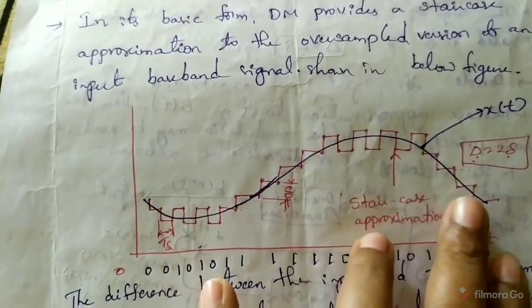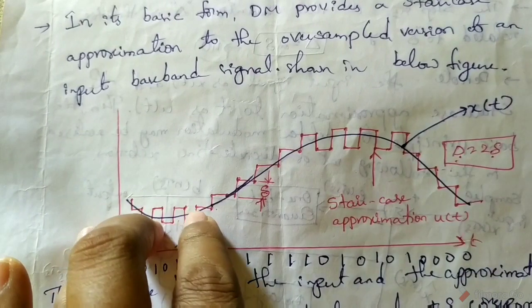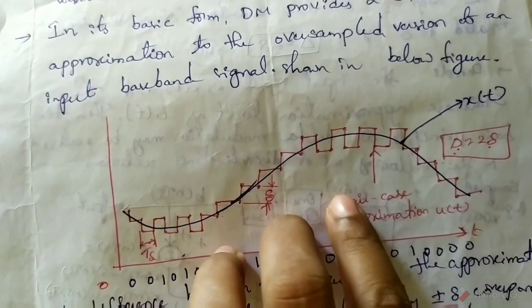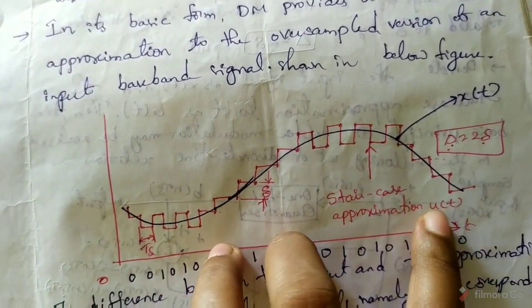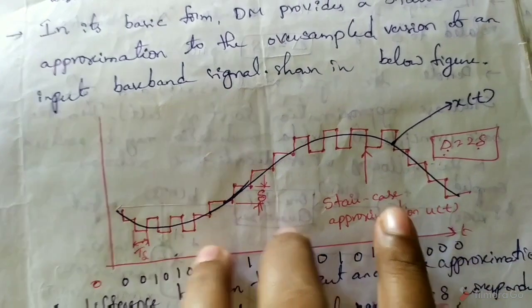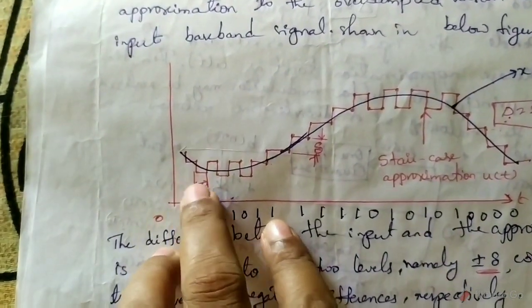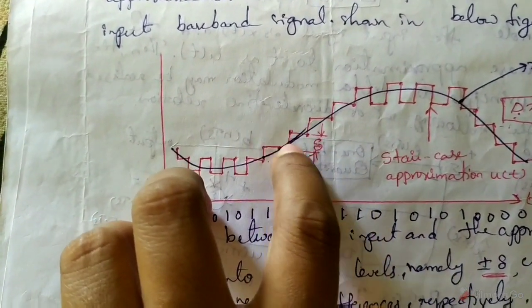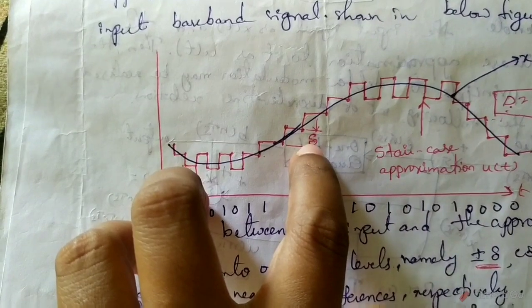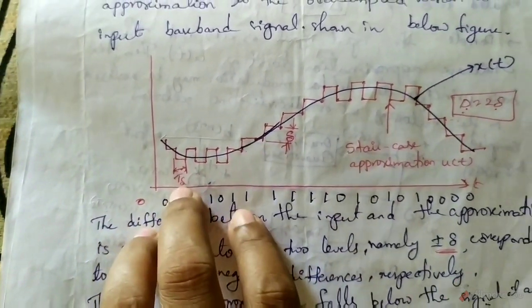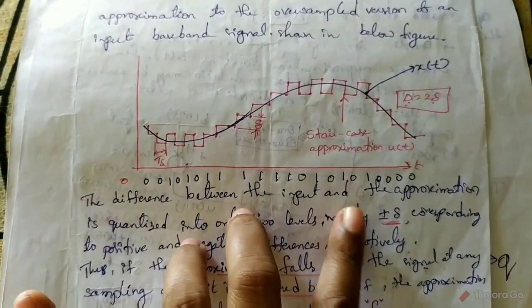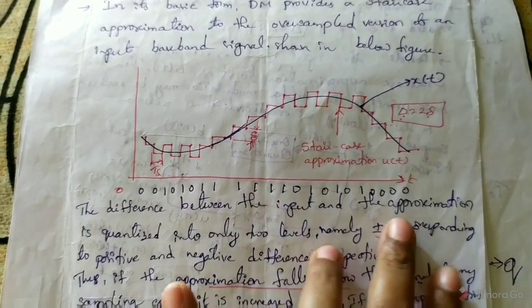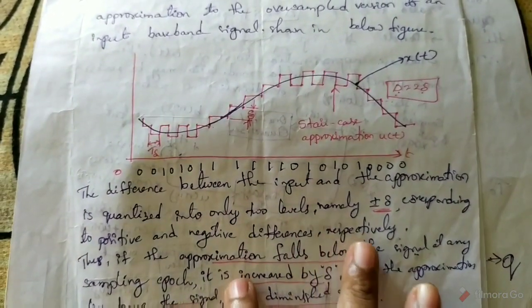So see here, t and the input signal here we are considering as, this is the input signal, blue color, x of t, and red color signal is staircase approximation, we are considering as u of t. Okay, what is the time period of each step means Ts, sampling time period. And what is the size of this one is we are considering as delta. Okay, so now the difference between the input and the approximation is quantized into only two levels, namely plus or minus delta, corresponding to positive and negative differences respectively.